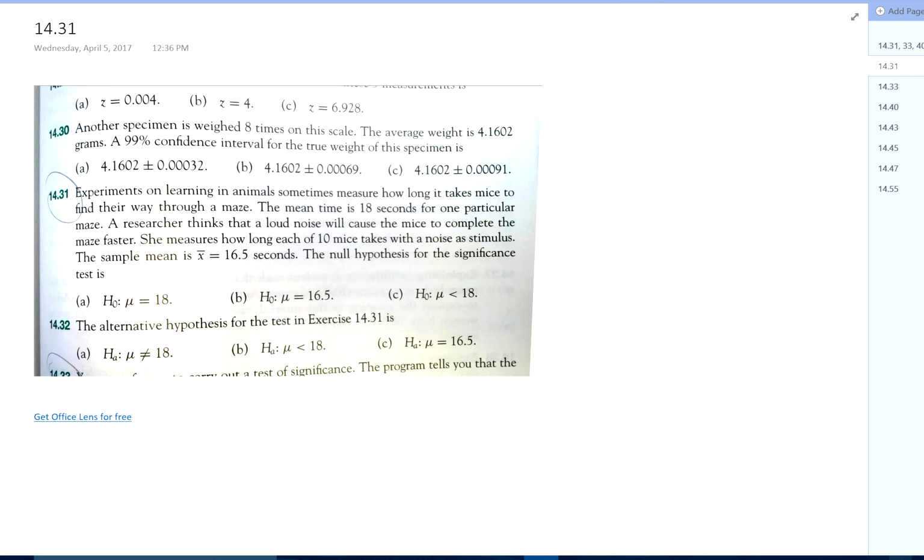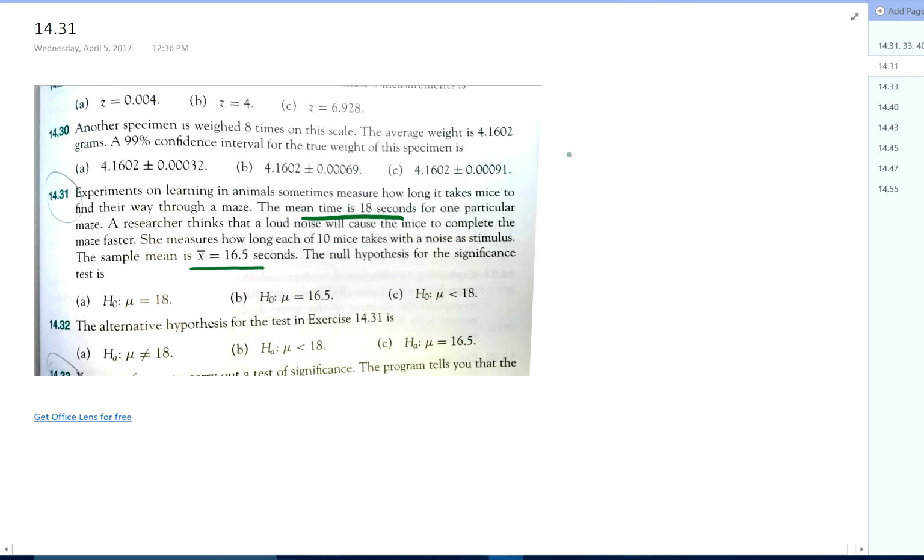Experiments on learning in animals sometimes measure how long it takes mice to find their way through a maze. The mean time is 18 seconds. Researchers think that a loud noise will cause mice to complete the maze faster. She measures how long 10 mice take with noise as the stimulus. The mean time is 16 and a half. What is the null hypothesis for a significance test?